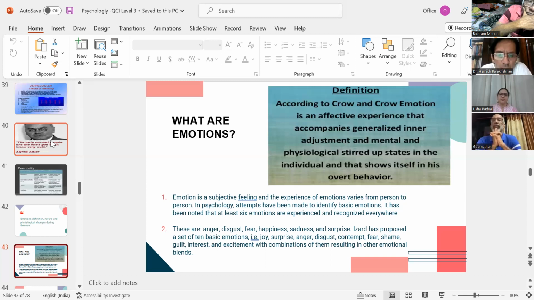Lazarus had proposed a set of 10 basic emotions other than the 6: joy, which is extreme happiness, surprise, anger, disgust, contempt, fear, shame, guilt, interest, excitement, with the combination of them resulting in other emotions. So there are 6 basic emotions, and further psychologists have added 10 more.